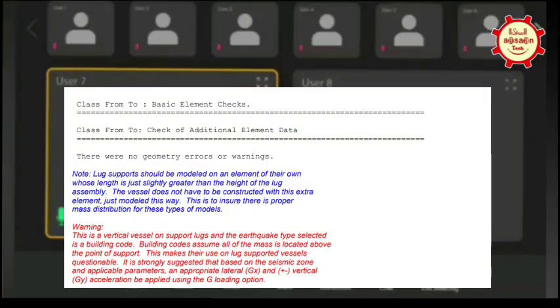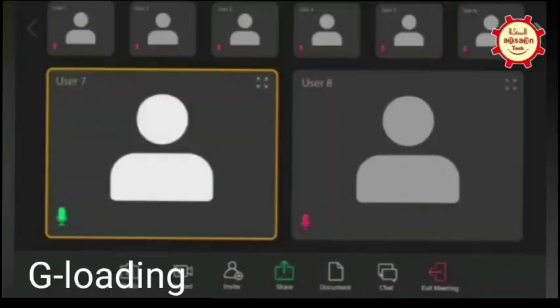In bracket designing, we also used to get this error, but in this one, if you add G loading, then it may solve your issue. Yeah, it may solve. Okay, thank you. Anyone else? Any question? Any other issues, Anshul?